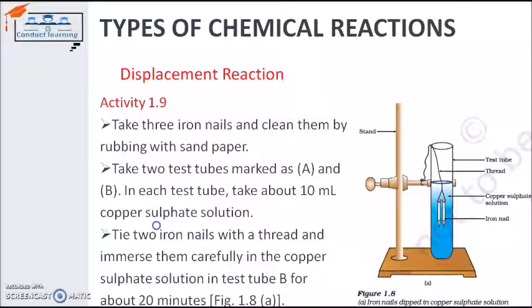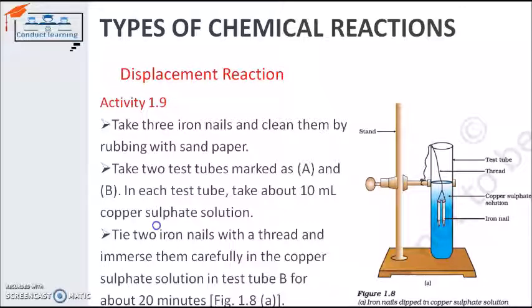And we have taken two test tubes, A and B, and we will add copper sulfate solution, CuSO4, in those test tubes. First, we will take two iron nails and immerse one of the iron nails in the copper sulfate solution, say in test tube B, and it will be kept in the copper sulfate solution for 20 minutes. The other nail we will not immerse in the copper sulfate solution, for example in test tube A.